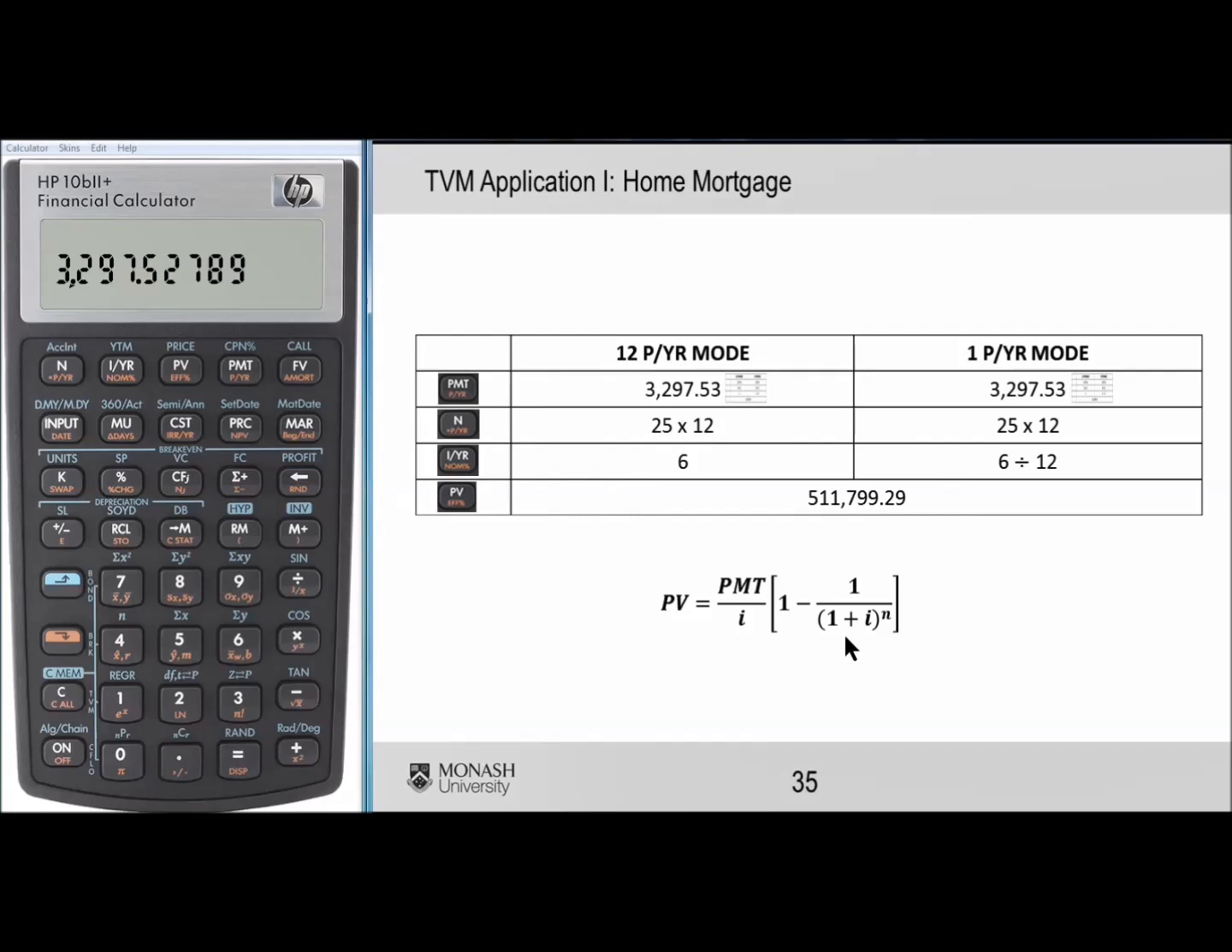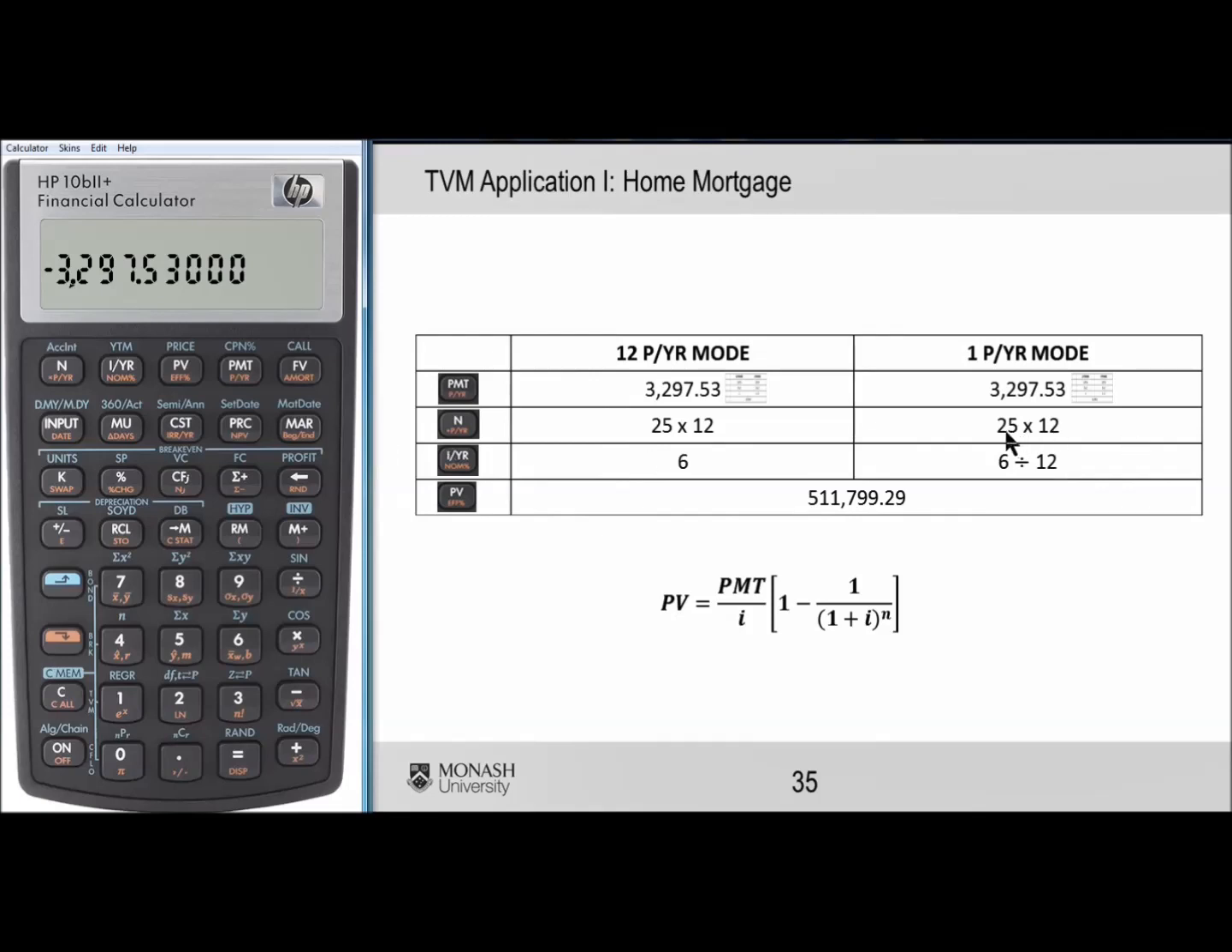So to execute that, again, I'm demonstrating one payment per year mode. My payment is 3297.53. Again, I make this into a negative figure, so this should be a plus-minus sign. That is my PMT. Same thing here: to return a positive PV, PMT needs to be negative.